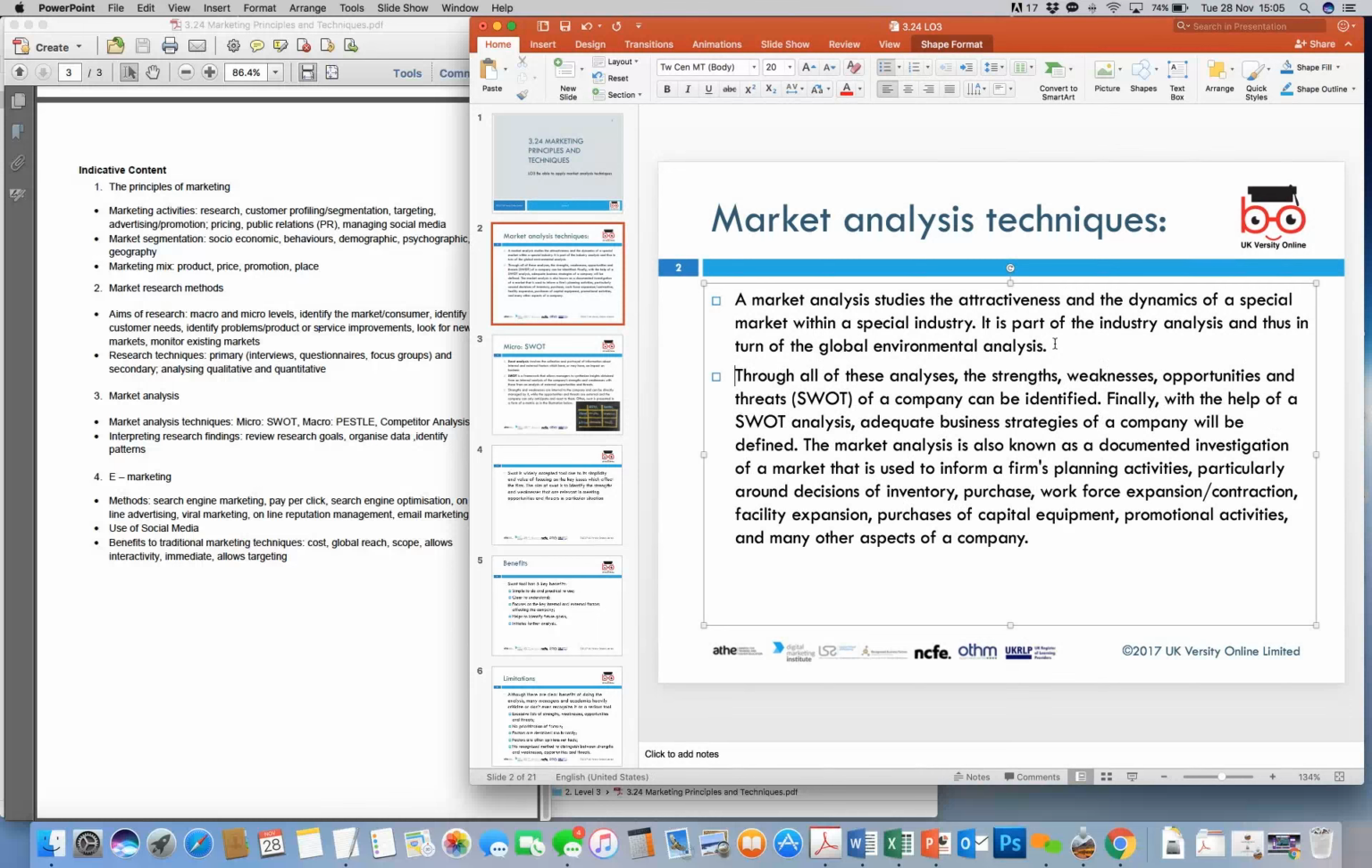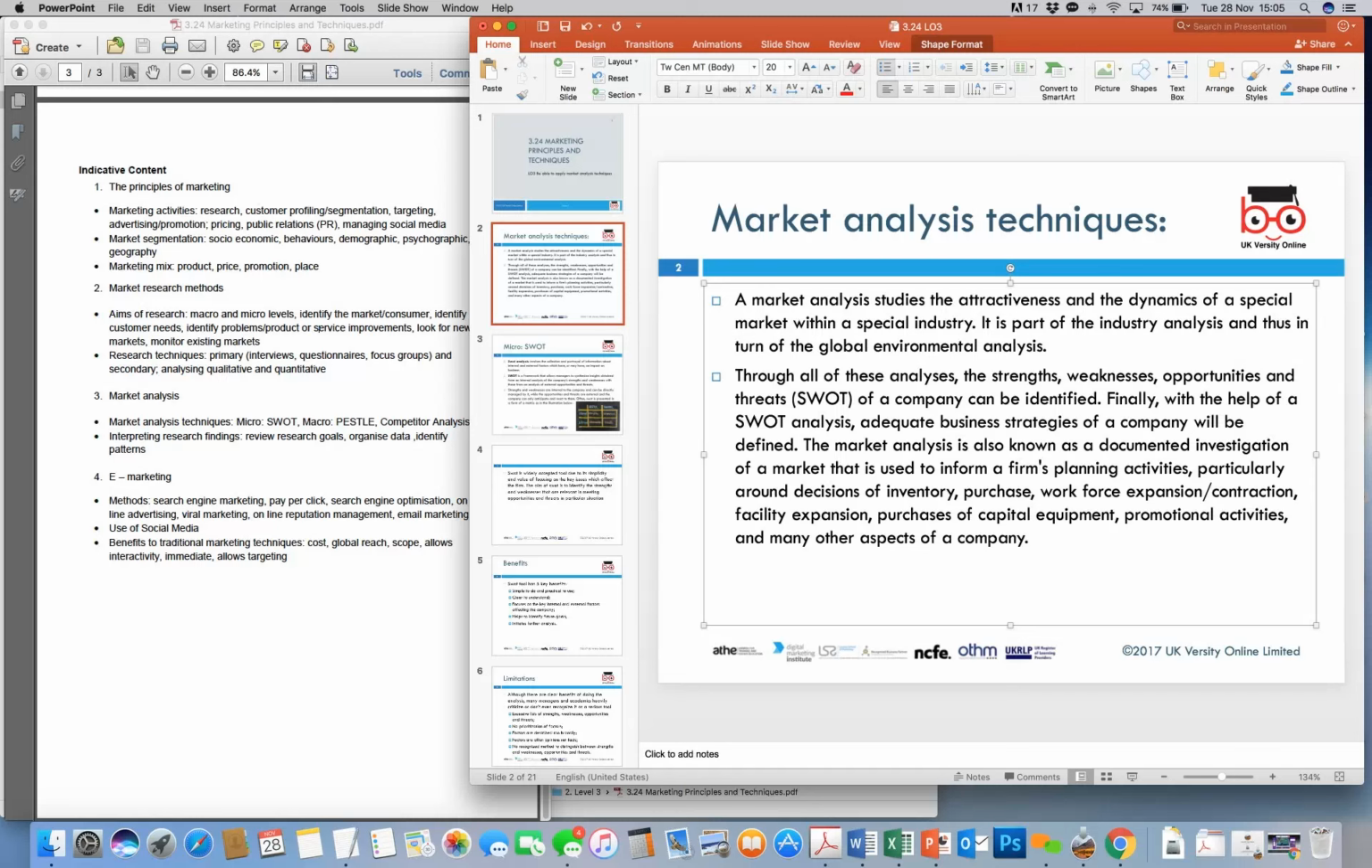Now, SWOT would be, as the word stands for, I think you would have come across this quite a lot. It stands for strengths, weaknesses, opportunities, and threats. And the reason why we look at these tools, say for example, SWOT and PESTEL. PESTEL is an acronym which stands for political, economic, social, technological, environmental, and legal challenges or changes which affect a particular business.